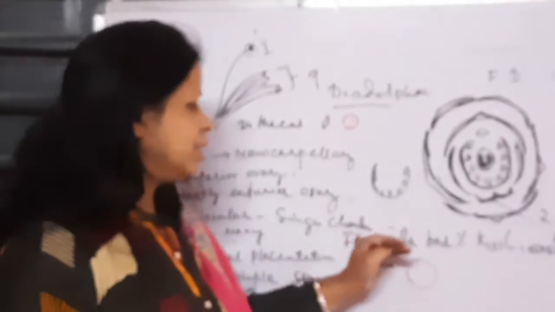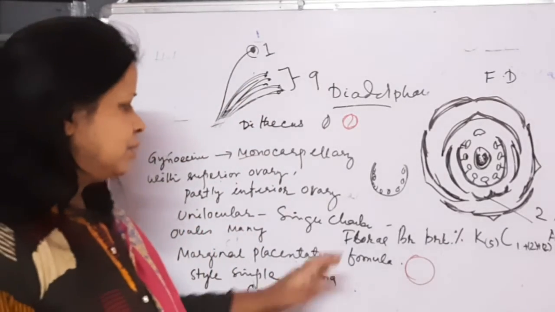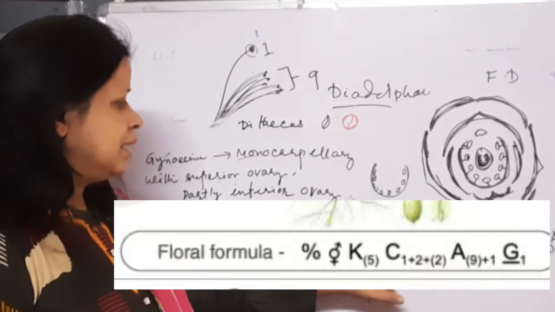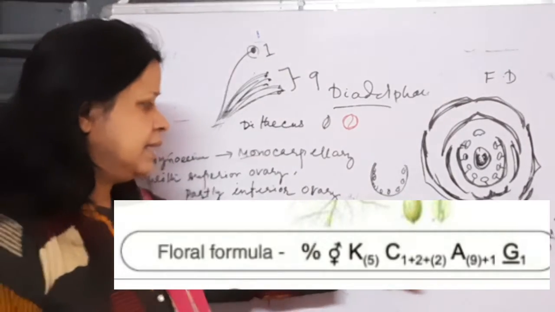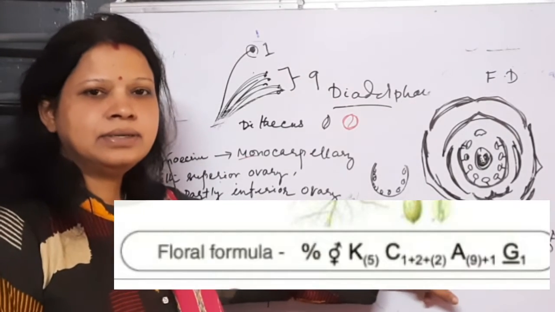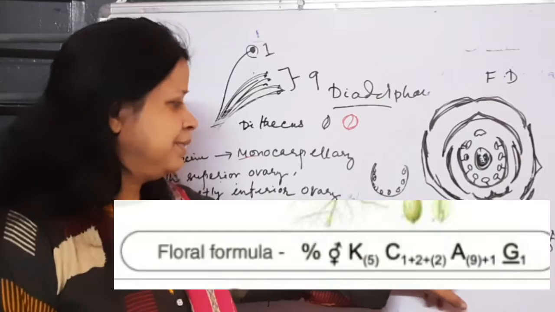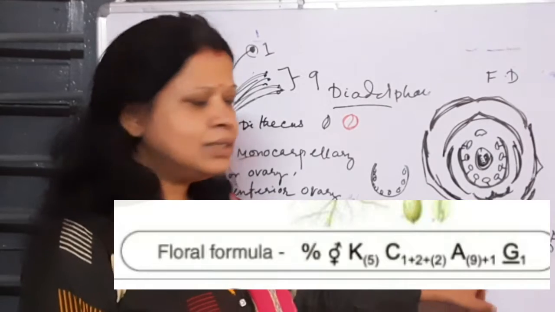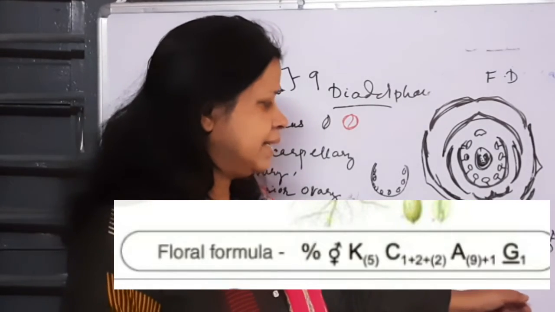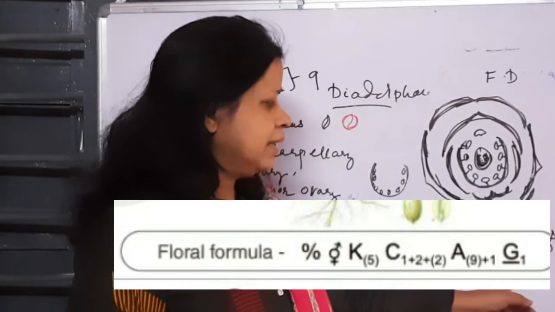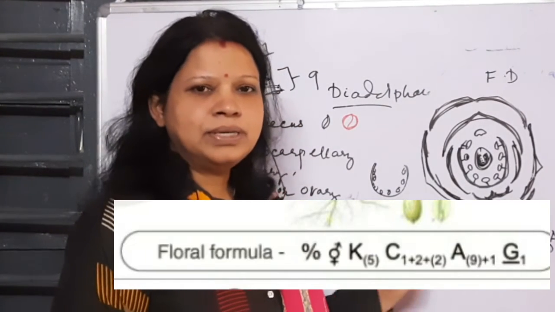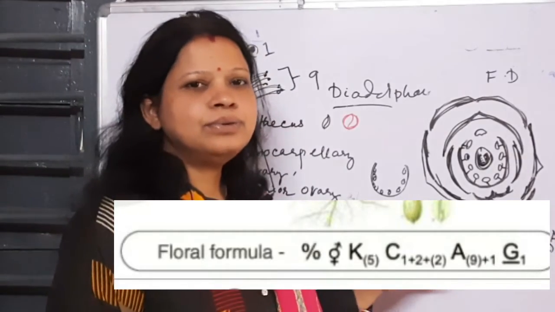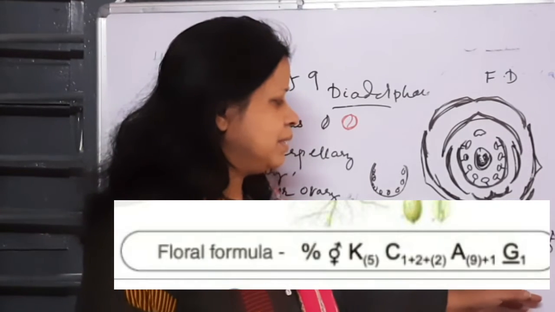So next comes the floral formula of the family. Here is the floral formula of Pisum sativum. That is Br. Br means bracteate. Brl, bracteolate. This percentage sign means zygomorphic. Then K means calyx. Number of sepals 5, united, so bracketed. C means corolla. Number of petals 5. So the arrangement is 1 plus 2 plus 2: 1 vexillum or standard, 2 wings and 2 keel. So the arrangement is 1 plus 2 plus 2.